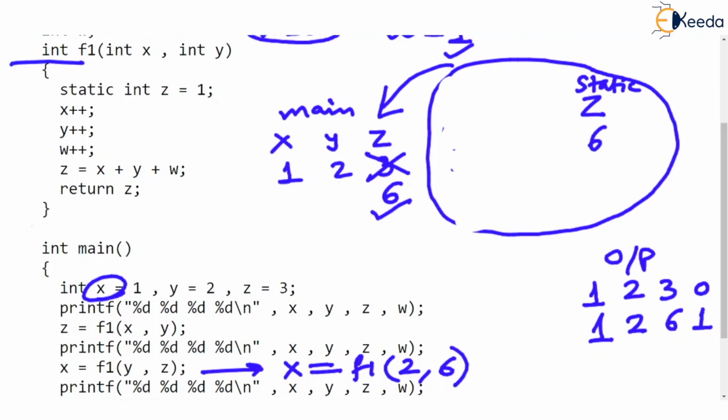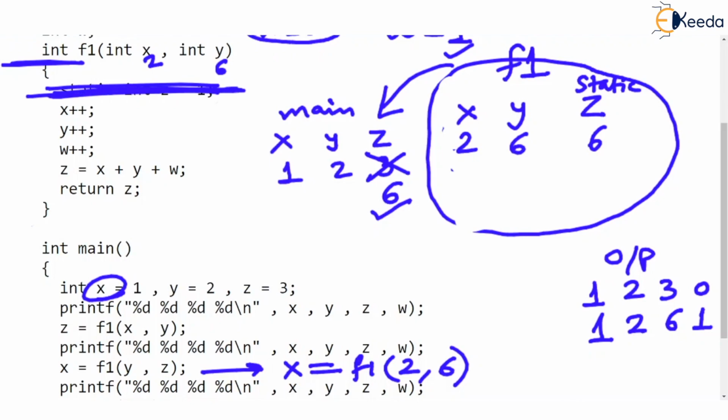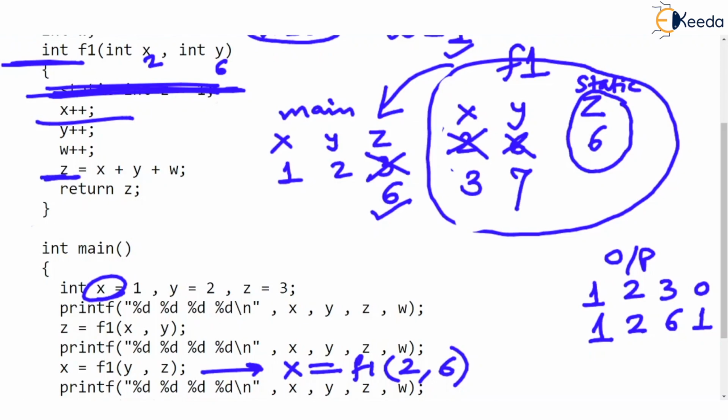So in the function F1, X will become 2, Y will become 6. So I am opening F1 function again. X becomes 2, Y becomes 6, and static int Z is not declared again. I hope you have seen the fundamentals of static storage class. Static Z is not declared again because last time this static Z was preserved in the memory and even its value was preserved. Okay. Next line is X plus plus. So X of F1 becomes 3, then Y plus plus, Y of F1 becomes 7, and then static Z, isn't it? We are in F1 function.